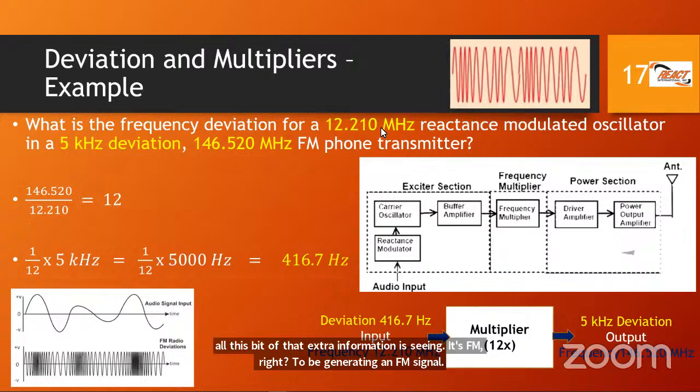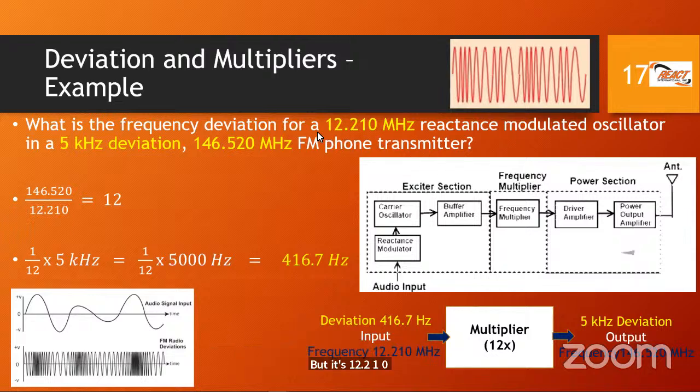But it's 12.210 megahertz, right? They want to know if we are starting off with this and then multiplying it to end up with a 146.520 megahertz FM phone transmitter. So again, let's dissect this. FM, frequency modulation. Phone, that is voice. So that means we have audio input.